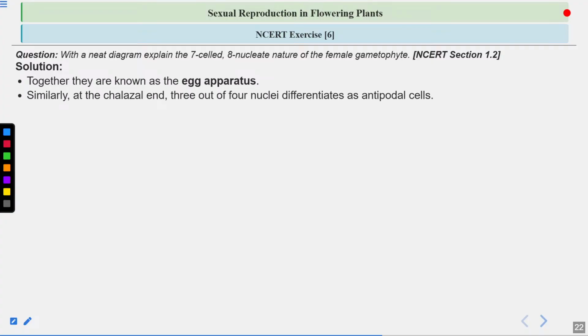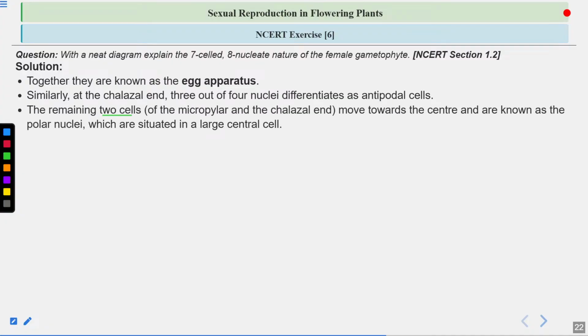Similarly, at the chalazal end, 3 out of 4 nuclei differentiate as the antipodal cells. So totally there are 4 nuclei at the chalazal end, right? But 1 nucleus moves toward the central cell and forms the polar nuclei. The rest 3 get differentiated as antipodal cells.